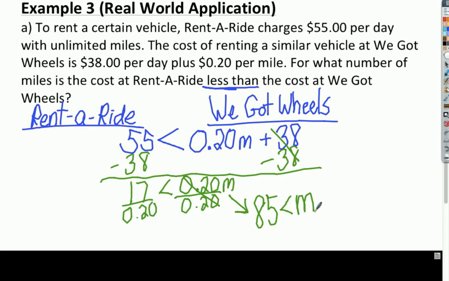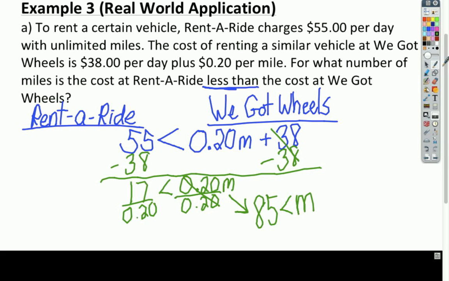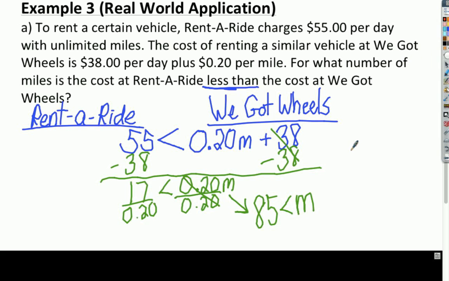Well, that's a little weird the way it's written. We're used to the variable on the left. So if we use the symmetric property, what can we change it into? DeAndre? M is greater than 85. That's right. You have to flip the whole thing. M is greater than 85.